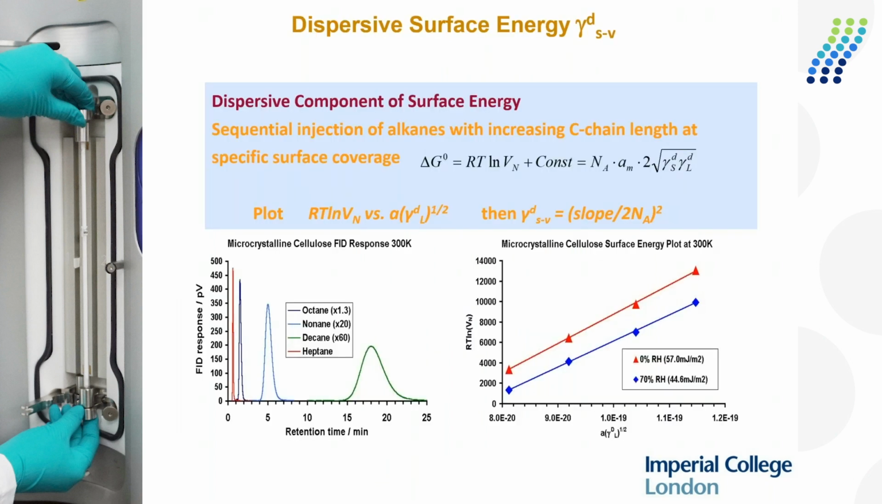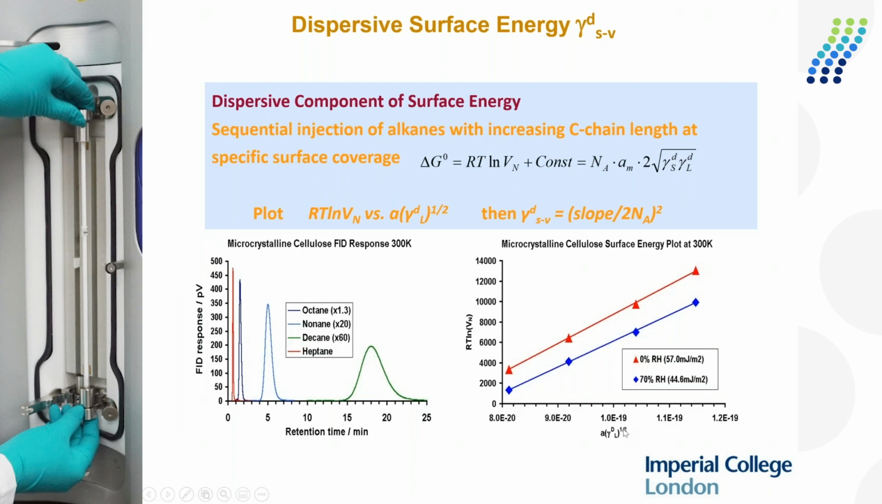And from these experiments we do here, we can actually plot the change in retention volume, which is given by the log of this time the flow rate, and we can construct some plots. And these plots will allow me to determine the surface energy. So RT, log of the retention volume, is measured experimentally.